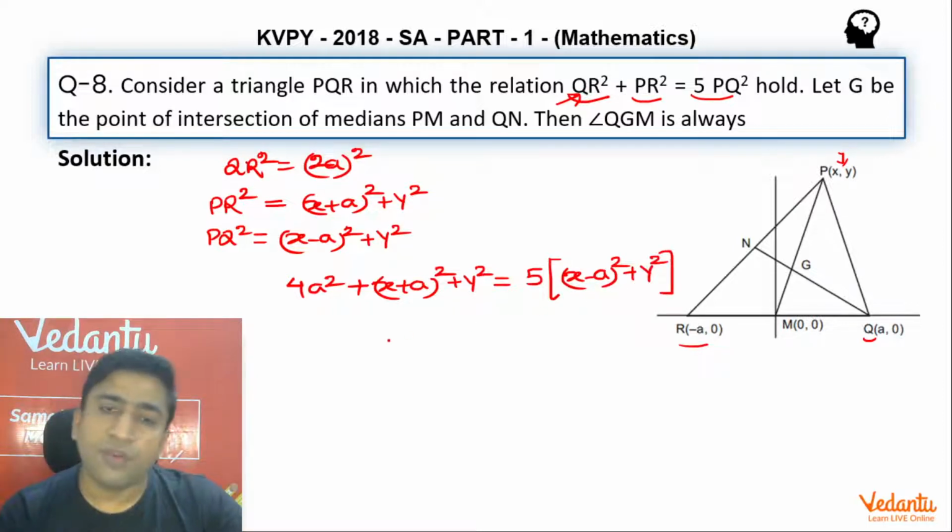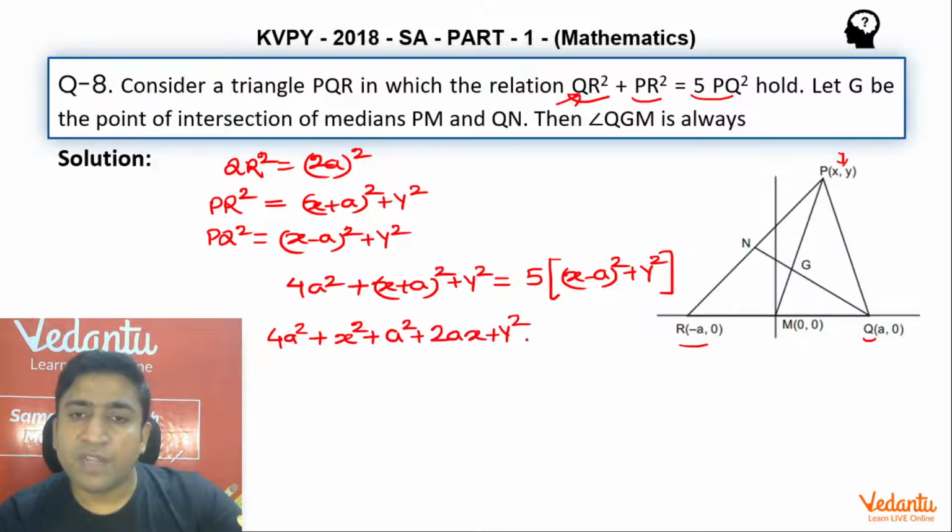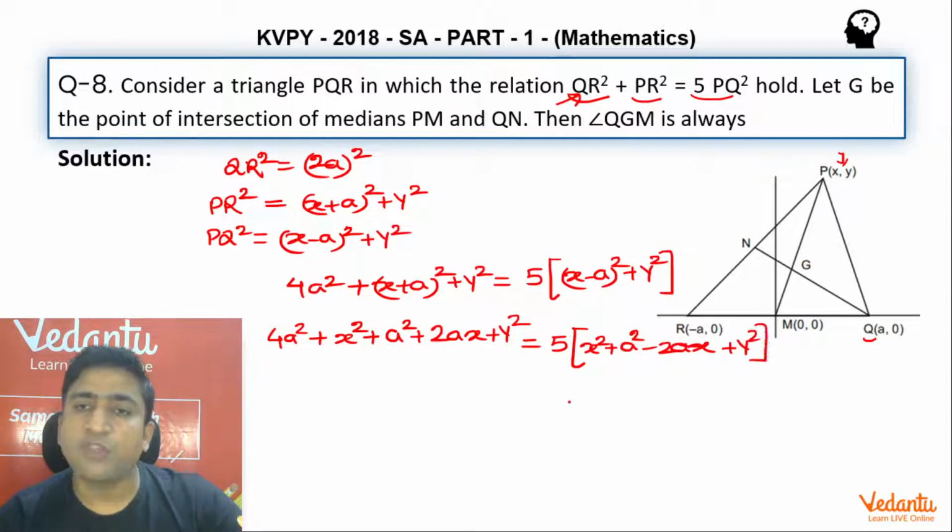So bacho, for now I'm just going to simplify this equation. I'm going to open the perfect squares. I hope all of you will agree if I do it like this: x square plus a square plus 2ax plus y square. On the right hand side, I am going to have 5 times, inside the bracket, x square plus a square minus 2ax plus y square. I'm sure bacho, all of you will agree, right?